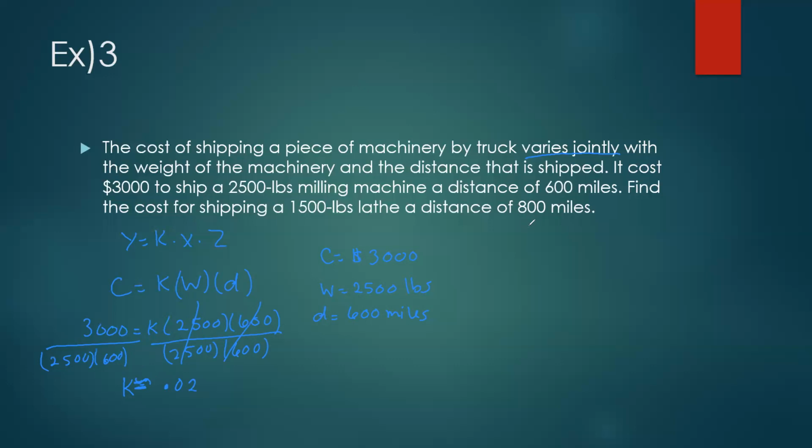Okay, so we're still going to use the same equation. But this time it says find the cost, so we have to find C. We know that our k value is 0.002. My W, our weight, is 1500, and then my distance is 800. Put it all together, you get 2400. So it would cost $2400.